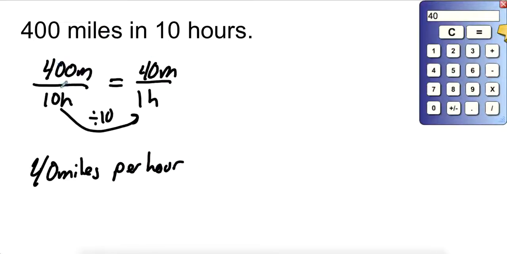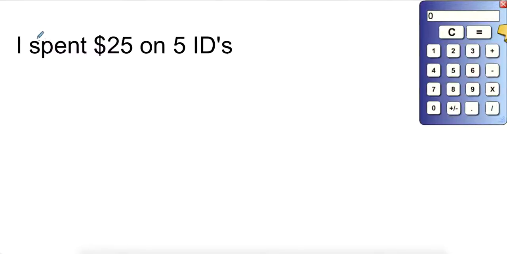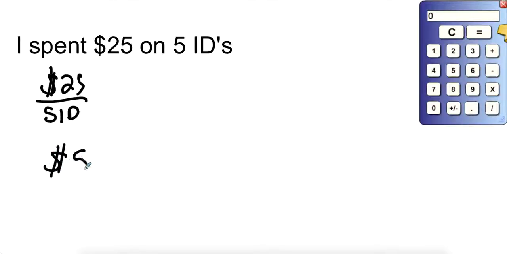Now most times you won't even need to set up this proportion because you should realize all we're doing is using division to find our unit rates. Keep in mind that division is going to be key here in order to find our unit rates. In our next example, we can see that someone spent $25 on 5 IDs. If we divide 25 by 5, we should realize that it's $5 per ID.